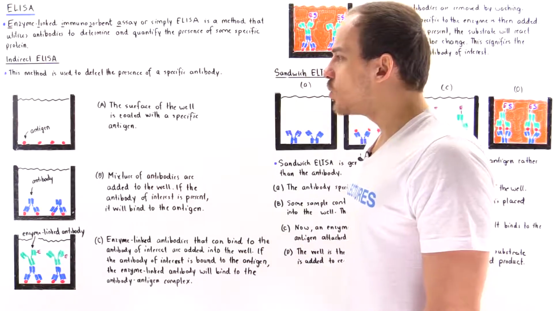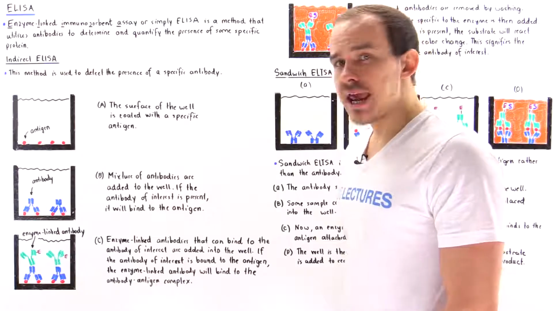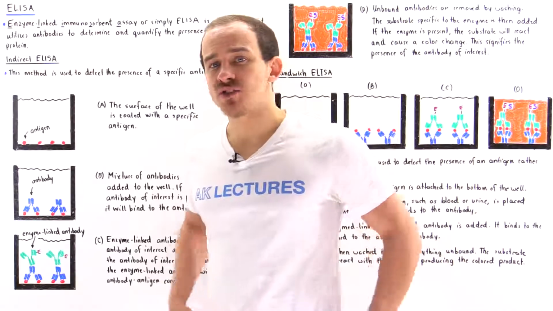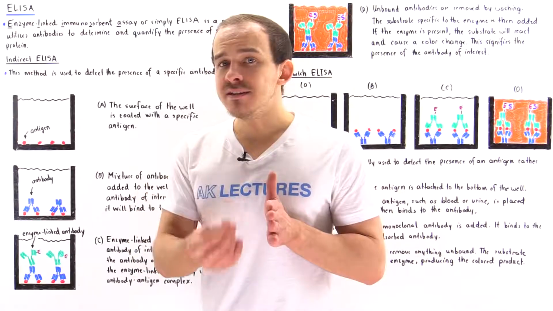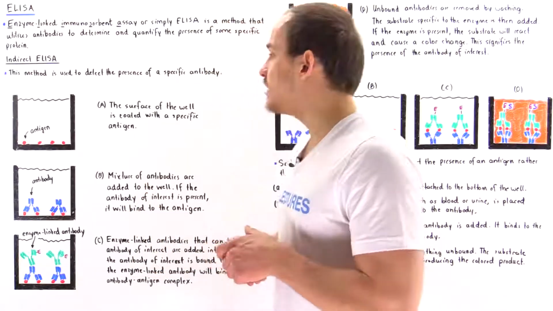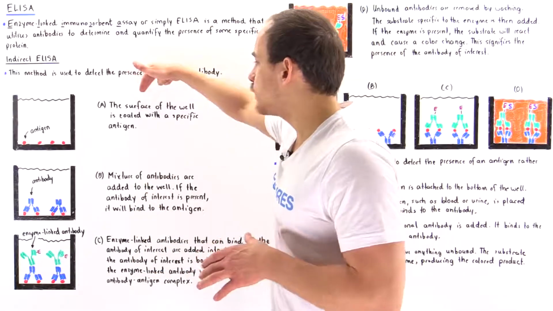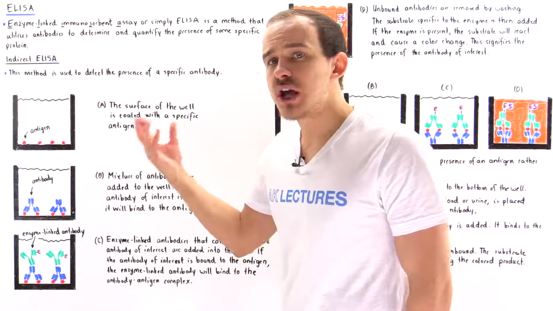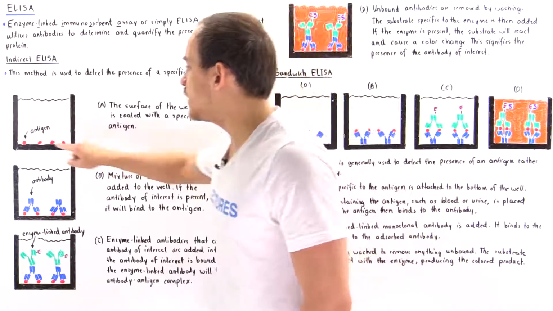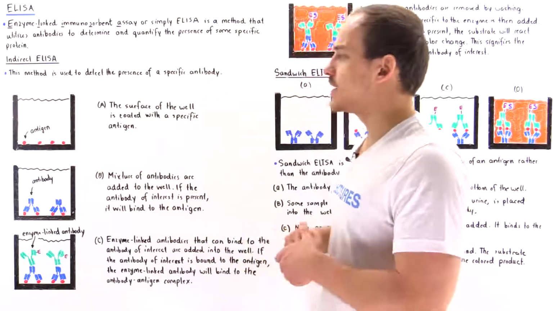So let's suppose we have a well, a container, and on the surface of that well, we place the antigens that are found in the HIV agent. So the surface of the well is coated with a specific antigen that comes from that viral agent, and these antigens are shown in red.